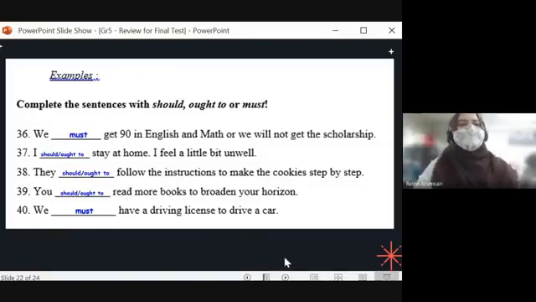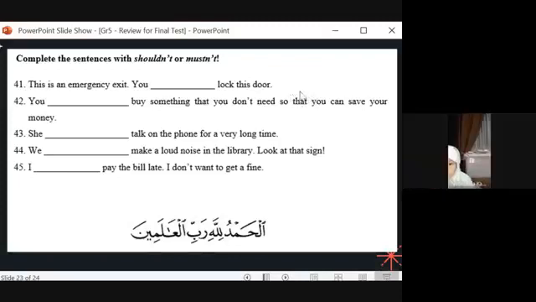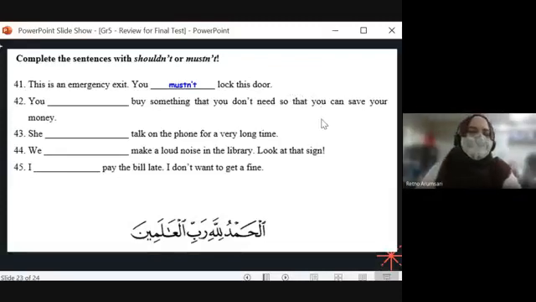Okay, so five more numbers, 5C. Any questions so far? No? Okay, next. 41. Mustn't or shouldn't. This is an emergency exit. You mustn't lock this door. What if there is an emergency and you lock the door? You will be trapped.